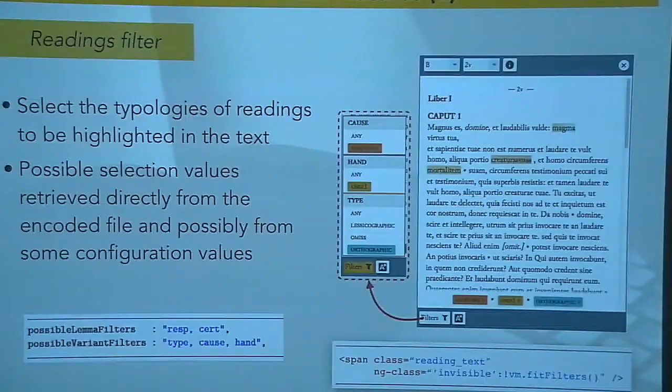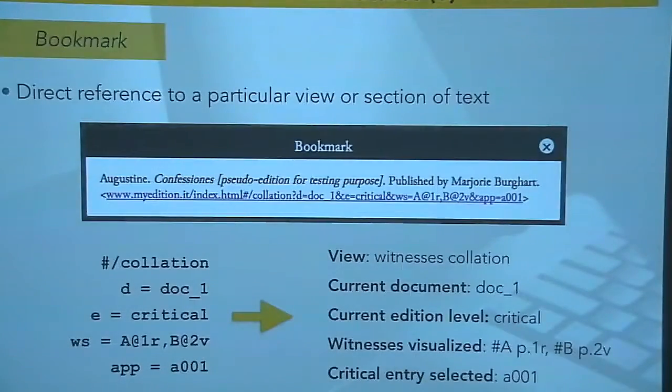So if I am not interested, for example, in the omission, I can decide to filter them out so that I don't have the highlight of them and the reading is not distracting. And at last, another important feature is the bookmark tool, which gives the scholar the possibility to share a particular view of the edition with other people, other scholars or students who can access it. In this case, we will save information about the view, the current document, and also the critical entry selected, so that the user who will access the edition will arrive directly at the same point that the previous scholar was seeing.